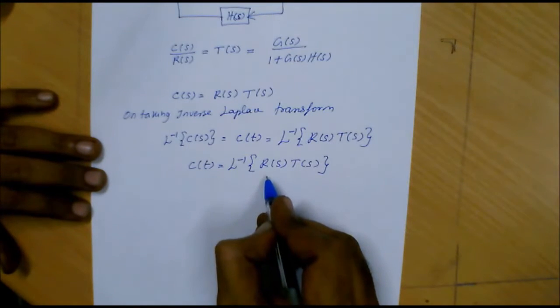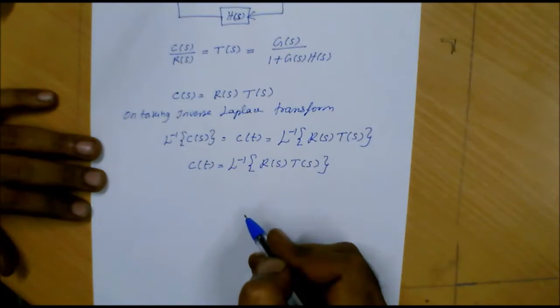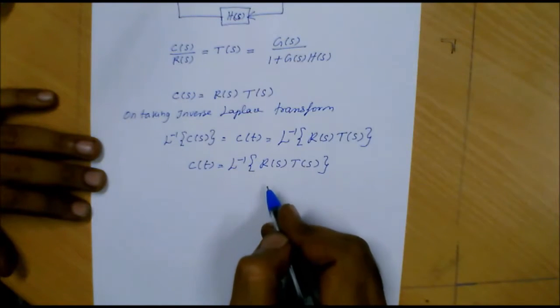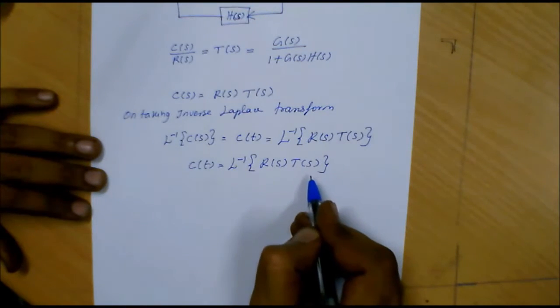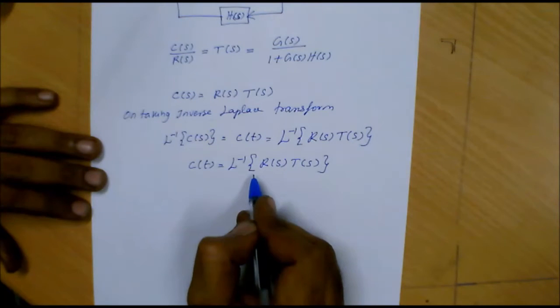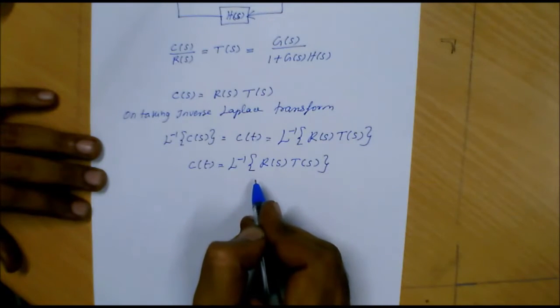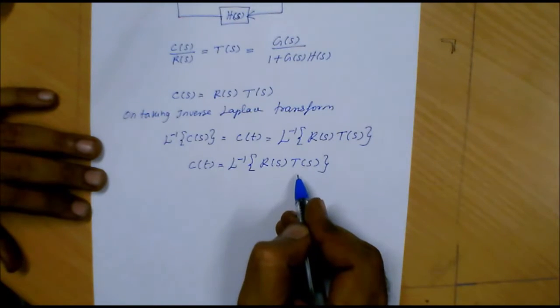In order to better understand the system, we apply standard set of test signals as input and we observe the output. So for R of S, we have standard set of input signals, then we can observe the output. Similarly, based on the output of the system, we can categorize the system into different categories. Here we call it as order of the system. First, let us see what are all the different types of test signals available, and then we will go for how to define the order of the system.